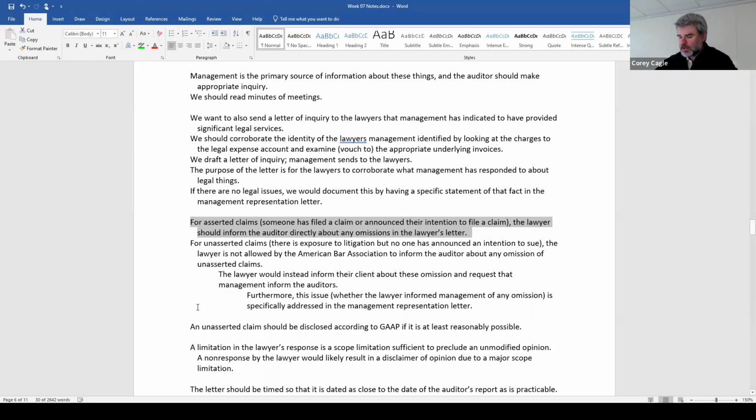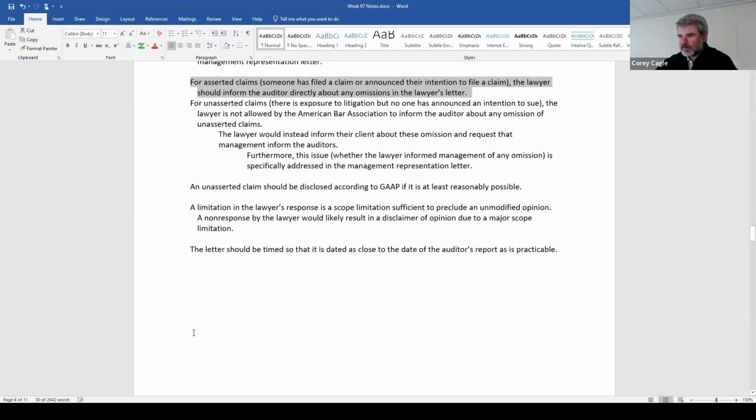Okay. Couple more points. A lawyer letter is a big deal. So if we can't get it, it's a scope limitation severe enough that we couldn't give an unmodified opinion. So if the lawyer wouldn't respond, we would likely have to disclaim the opinion. If the client refused to permit the lawyer letter, that's the client not cooperating. We'd probably just withdraw from the engagement on that, right?